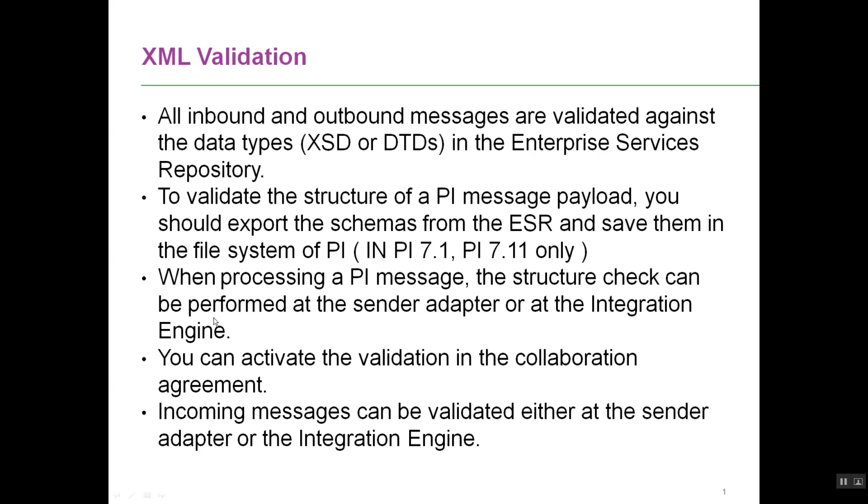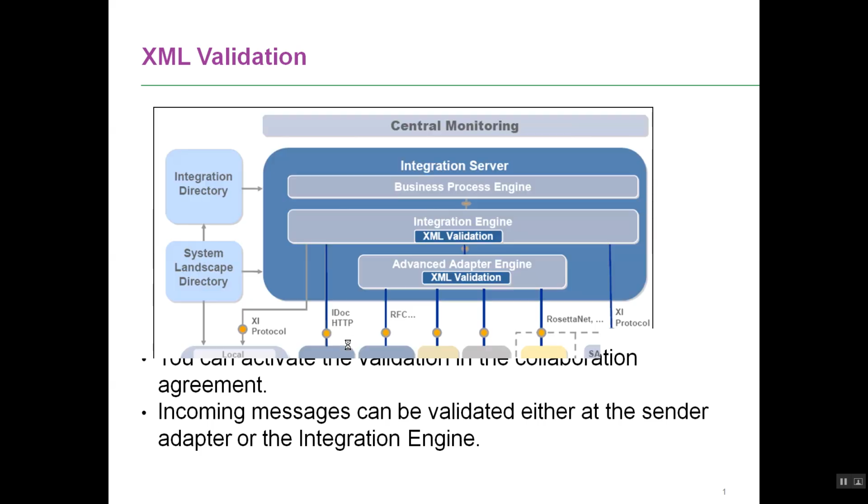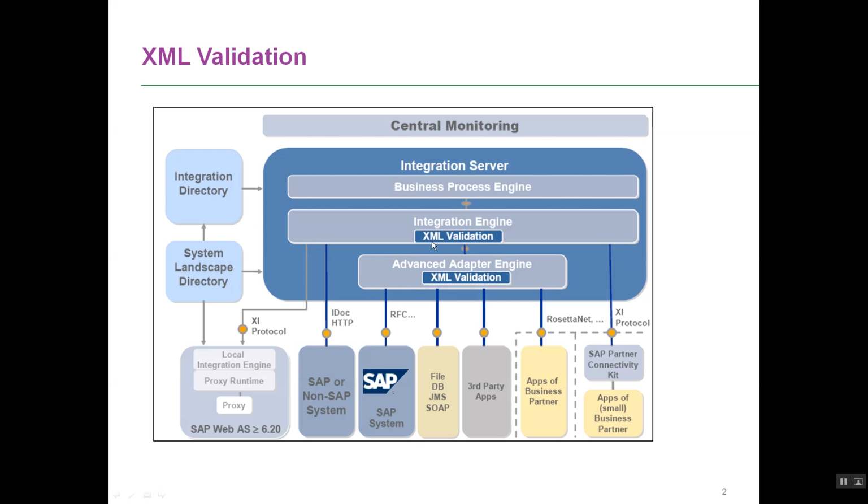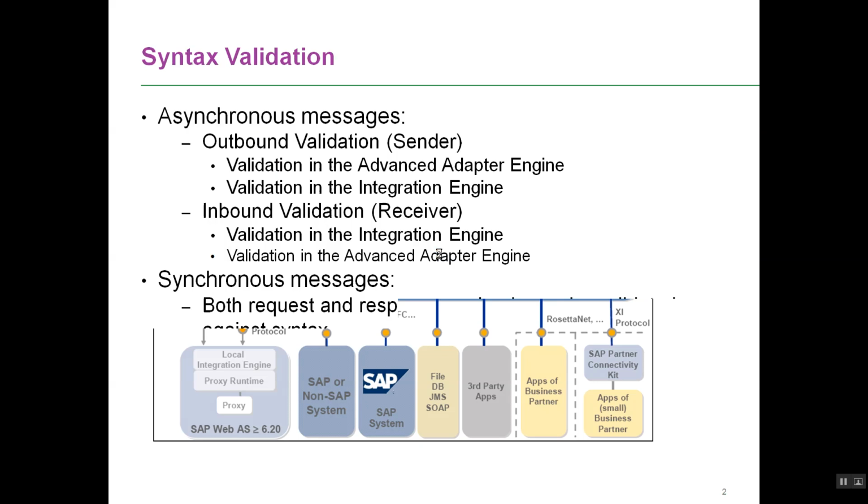When the processing of the message happens, you can validate the message both in the adapter engine and in the integration engine. And where do you activate it? You activate the validation in the collaboration agreement. What is a collaboration agreement? The collaboration agreement is nothing but a sender agreement, receiver agreement, or your integrated configuration. So XML validation can be done both in the integration engine and in the advanced adapter engine. That's the only thing that I wanted to repeat in this slide.